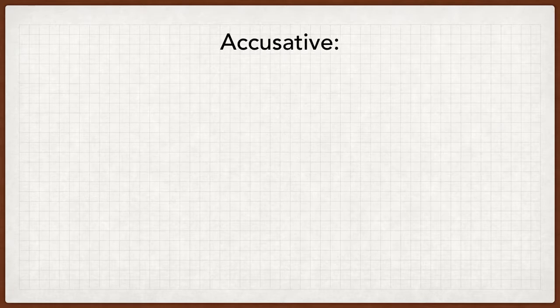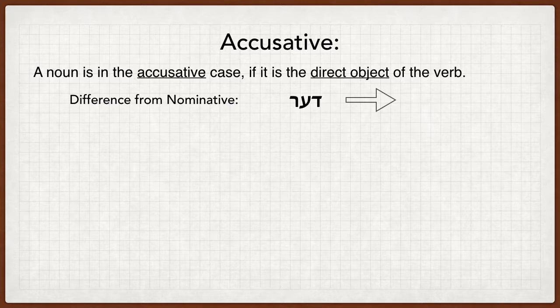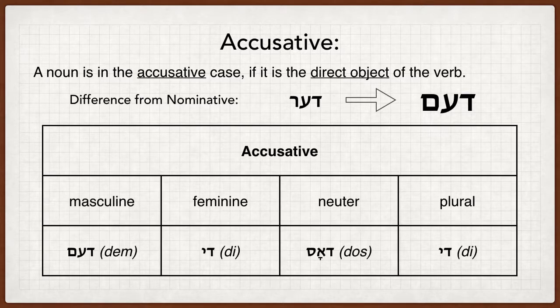So moving on to accusative. A noun is in the accusative case if it is the direct object of the verb. Not much changes in accusative. The only difference is that der is going to be dem. So let's take a look how to say the articles in accusative. Dem, die, das, die. So the masculine one changes and all the other ones stay the same way.